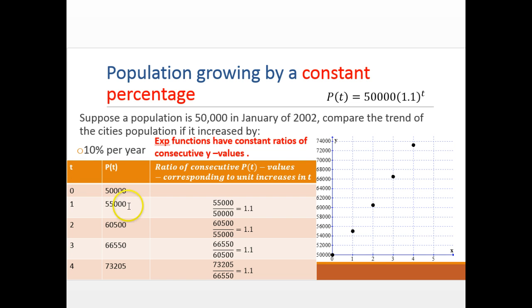Over here, notice the ratio, 55,000 over 50,000 is 1.1. 60,500 divided by 55,000 is 1.1. This is how we can identify linear functions from exponential functions when we're simply given the data tables.